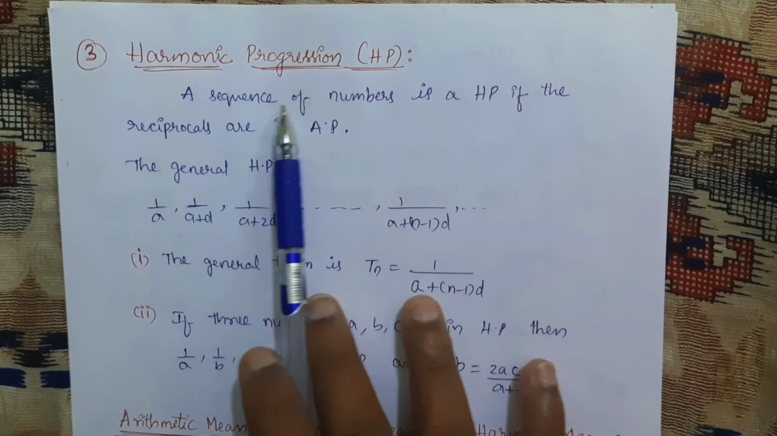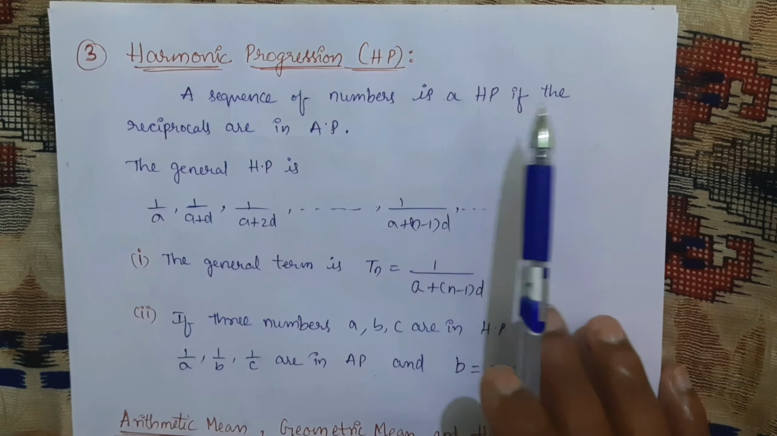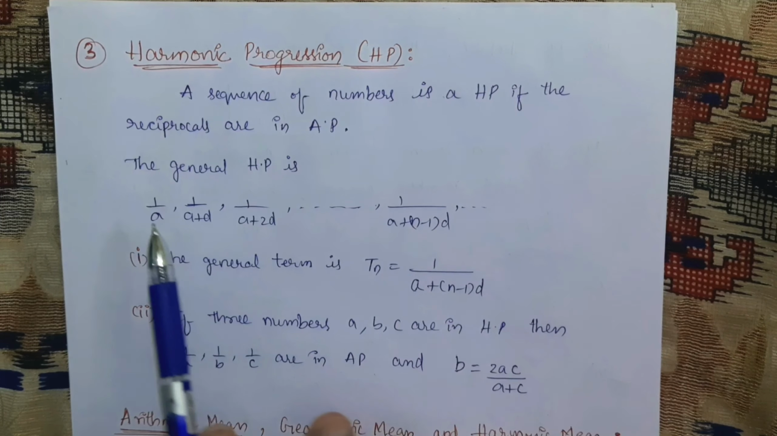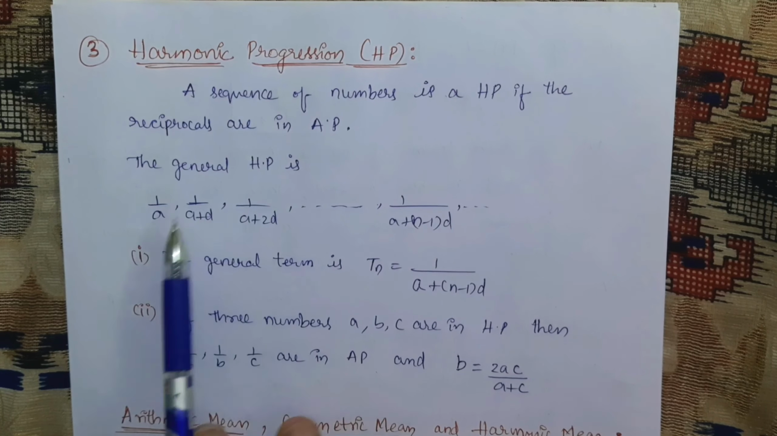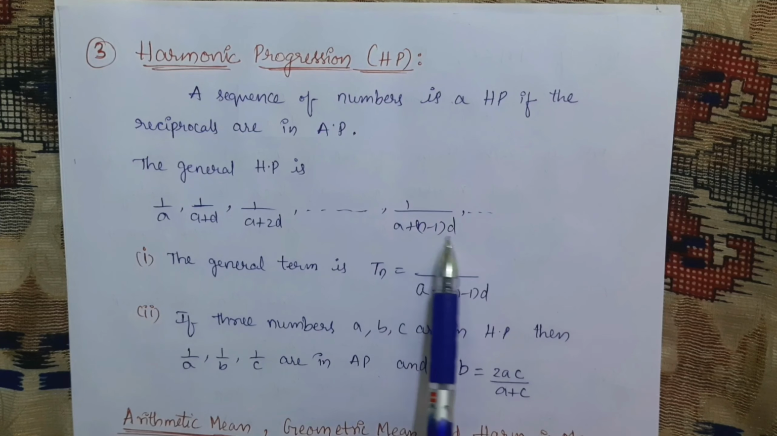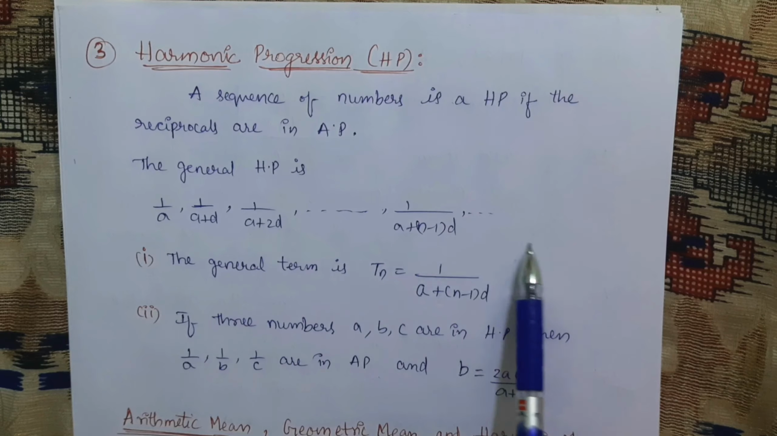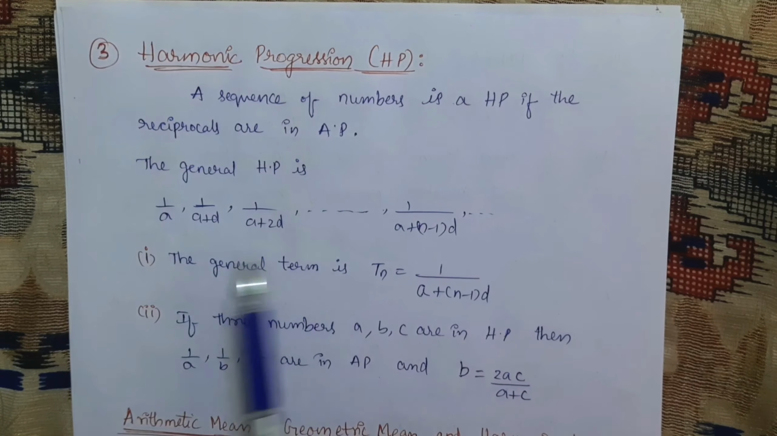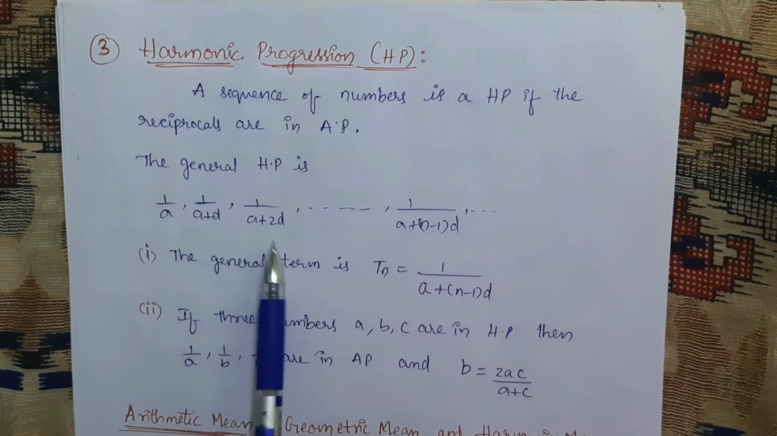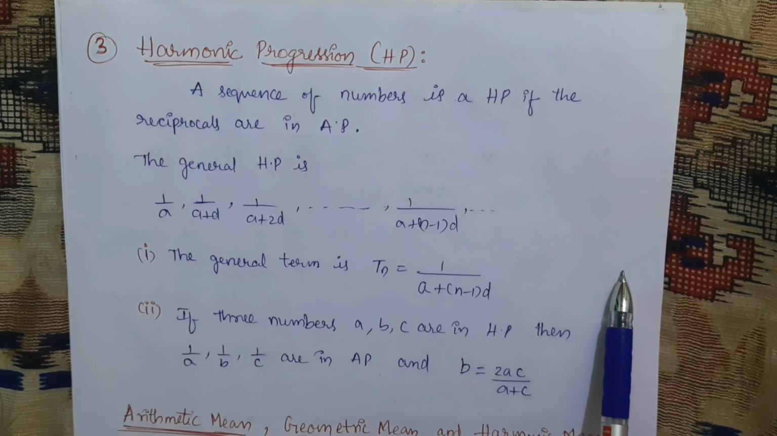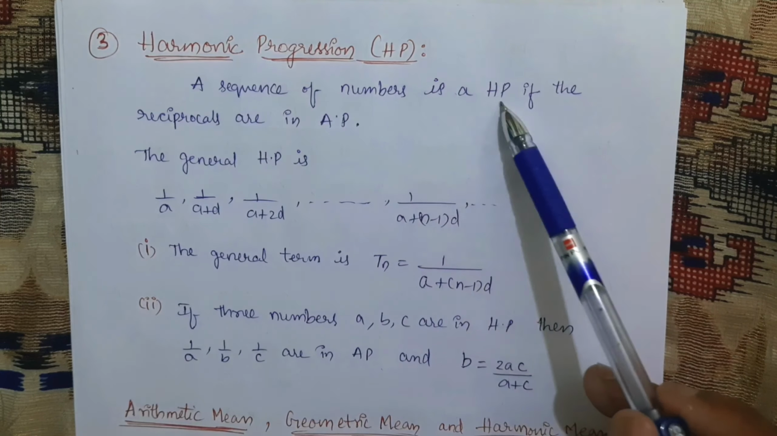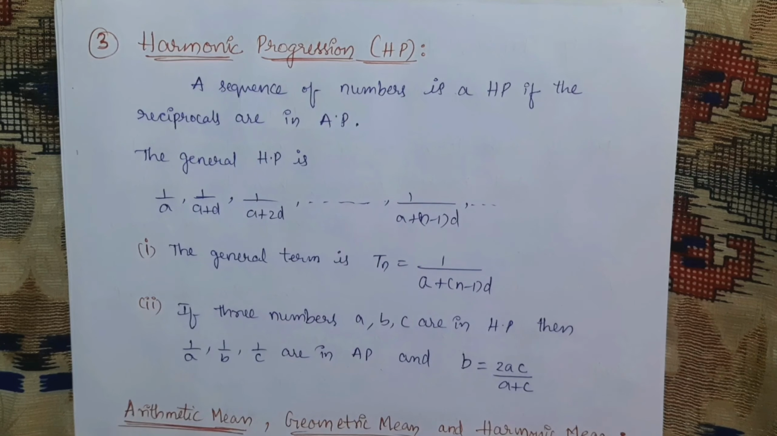Next, a sequence of numbers is an HP if the reciprocals are in AP. See here, the general HP is 1 by a, 1 by a plus d, 1 by a plus 2d, and so on, 1 by a plus (n minus 1) into d, and so on. If this is an HP, those reciprocals will be in AP, like a, a plus d, a plus 2d. So this is a very easy concept. A sequence of numbers is HP if the reciprocals are in AP.